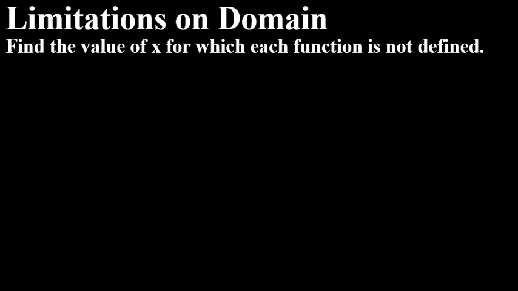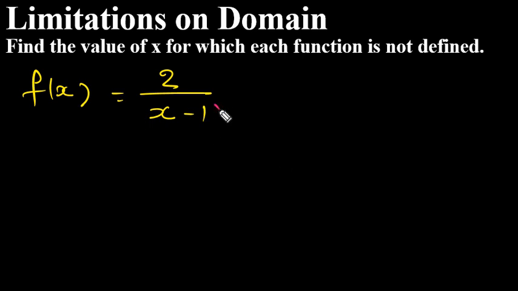Let's try some more examples. Now if you have, for example, f of x equals 2 over x minus 1. Now at what value will the denominator be 0? If you put x equals 1, then 1 minus 1 is 0. So the function is undefined at x equals 1.